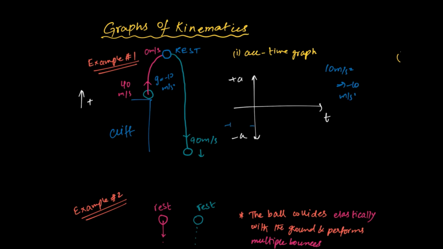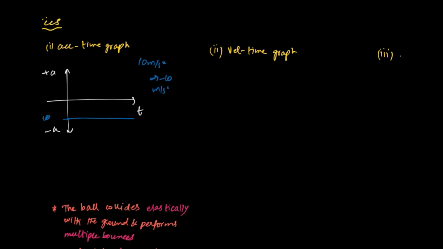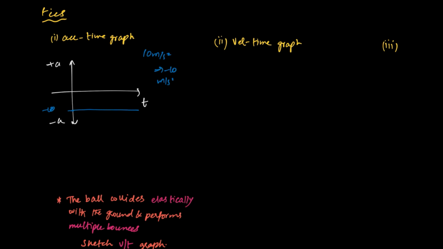So what we will do is simply make a straight line, because there would be a constant deceleration, which means a constant negative acceleration, so there will be a horizontal line in the acceleration time graph. Then moving on to the velocity time graph, how would the velocity time graph look?